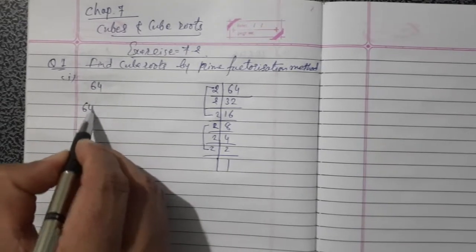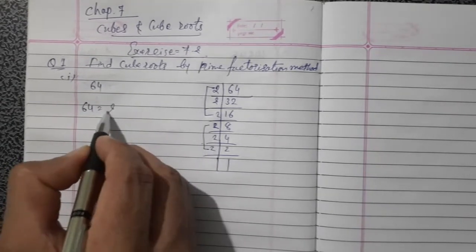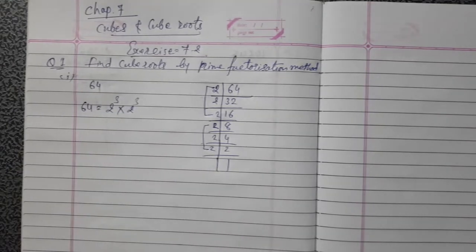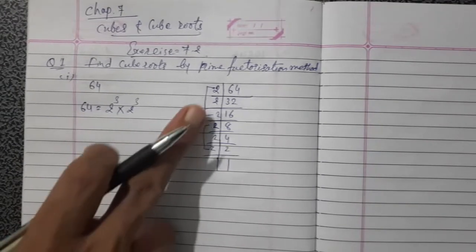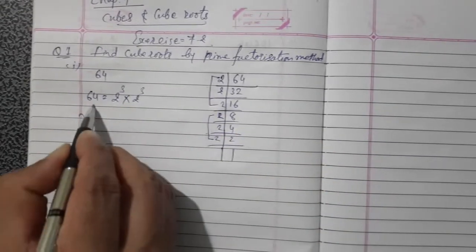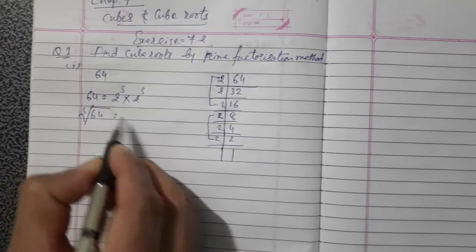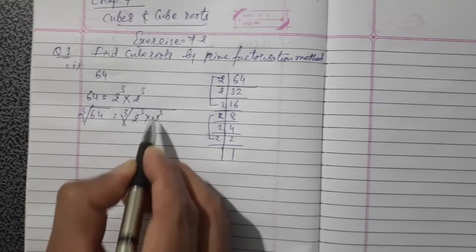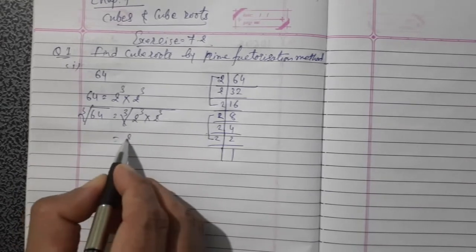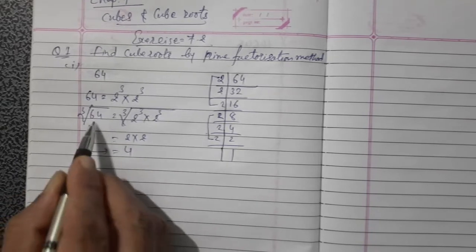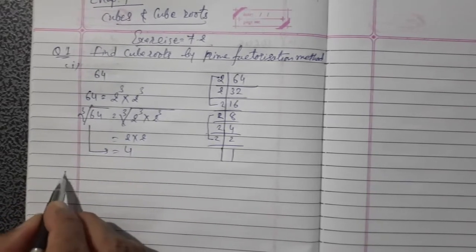So 64 equals 2 cube times 2 cube. Group of 3, 2 times are there. So 2 cube, 2 cube. So cube root of 64 equals cube root of 2 cube and 2 cube. Here cube and cube root cancel, that is 2 into 2 equals 4. So cube root of 64 equals 4.